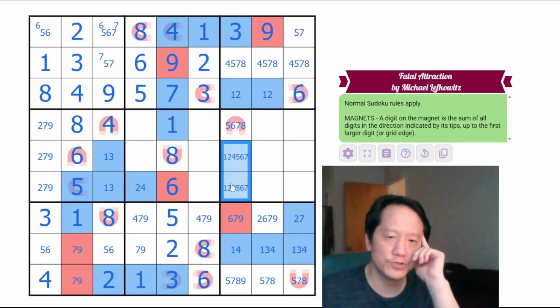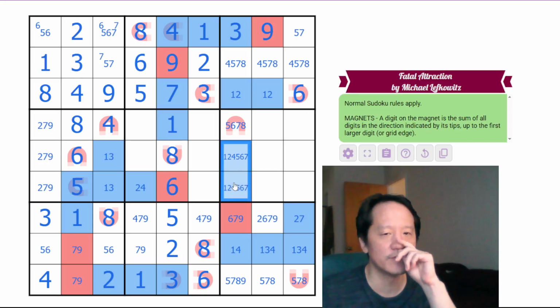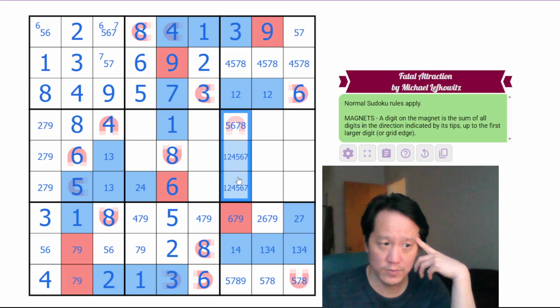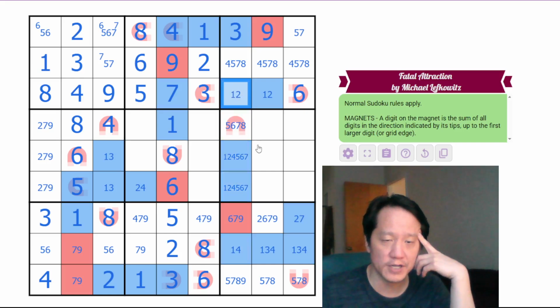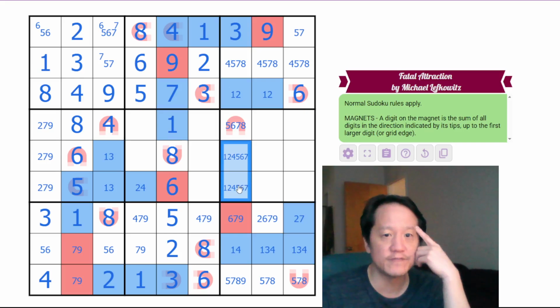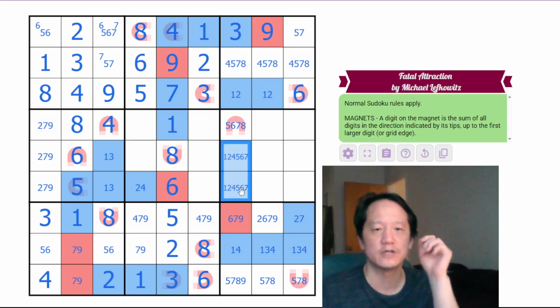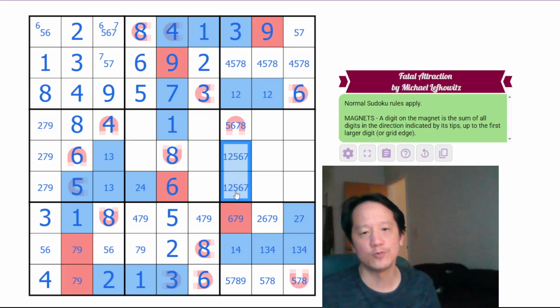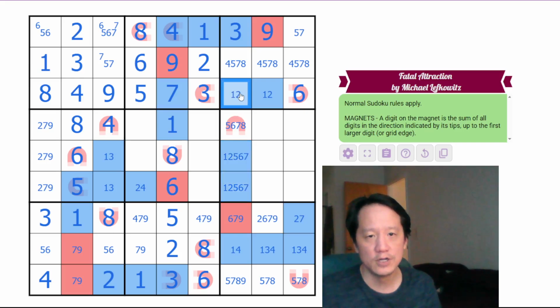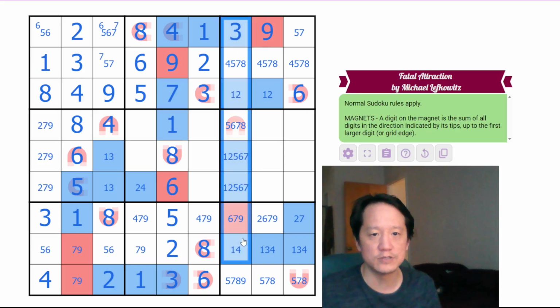1 out of 1, 2, or 4 is definitely here. It cannot be 4 here. If 4 were here, that would force this to be 1, that would be 2, and therefore this would be 4 and 5 at minimum, which adds up to 9, which is not greater than that digit there. So this cannot be 4. Therefore, this is guaranteed to have 1 or 2. This is 1 or 2, which eliminates 1 and 2 in the rest of the column.